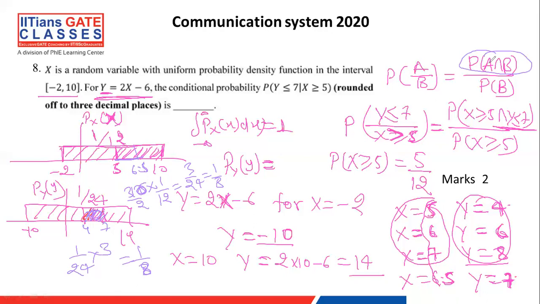So this is P(A intersection B). The value of this is 1 by 8, divided by the value of P(x greater than or equal to 5), which is 5 by 12. Or you can write it as 12 by 8 into 5, which is 12 by 40, or 3 by 10, that is 0.3. So the answer here will be 0.3.